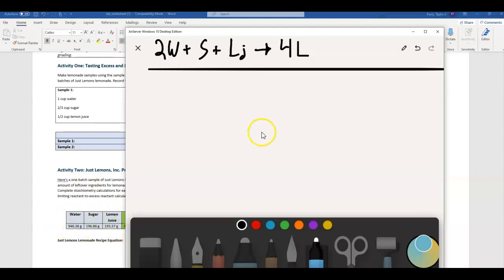Okay, so knowing this equation, we're going to take these values, water, sugar, and lemon juice, and let's just start with water. Let's say I have 946.36 grams of water. What I want to figure out is, if I wanted to use all of that water up, all 946.36 grams, how much sugar would I need? That's what we're going to figure out.